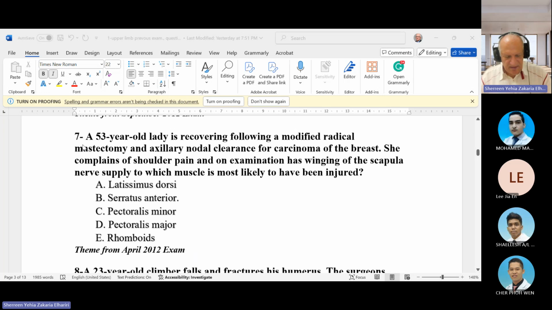Next question. A 53-year-old lady recovers following modified radical mastectomy and axillary node clearance for carcinoma of the breast. She complained of shoulder pain. On examination, there is winging of the scapula. The nerve supply of which muscle is most likely to be injured?